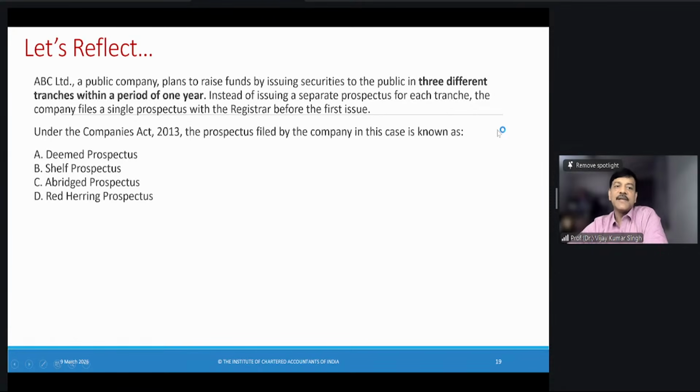ABC Limited, a public company, plans to raise funds by issuing securities to the public in 3 different tranches within a period of 1 year. Instead of issuing a separate prospectus for each tranche, the company files a single prospectus with the registrar before the first issue. So what kind of a prospectus it is?